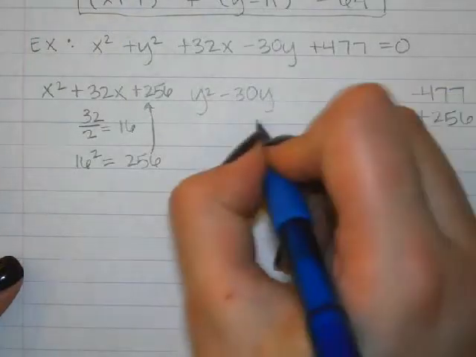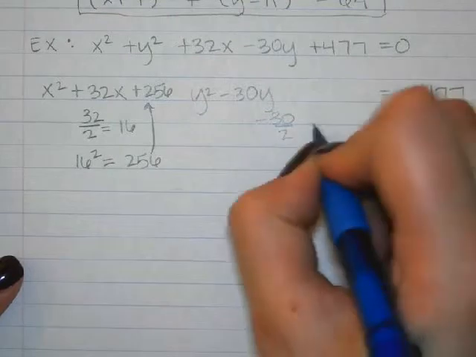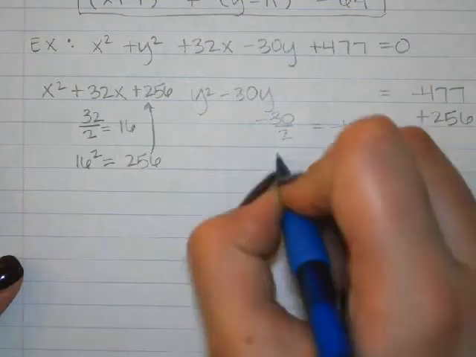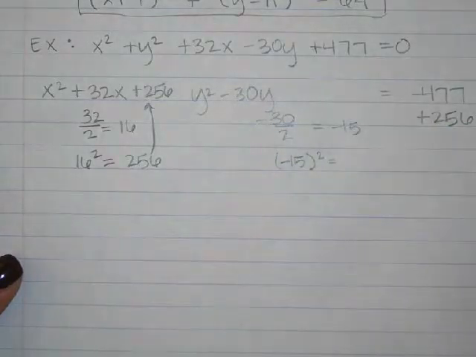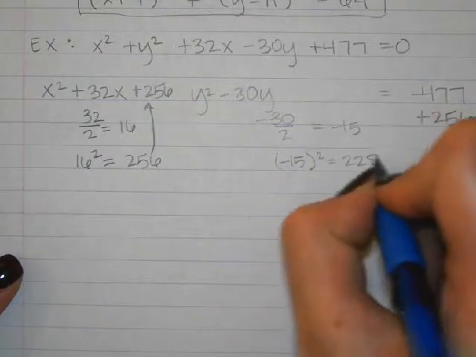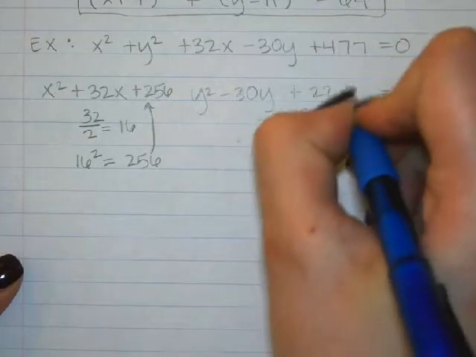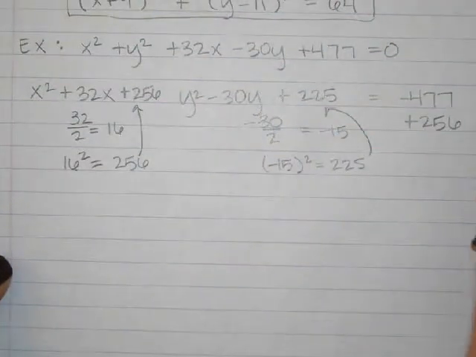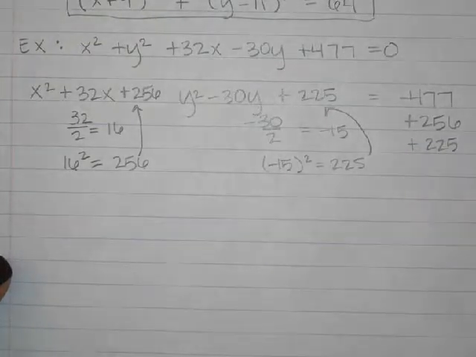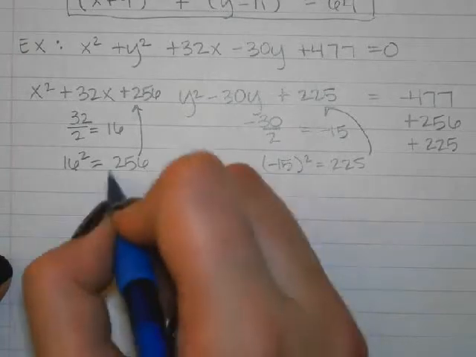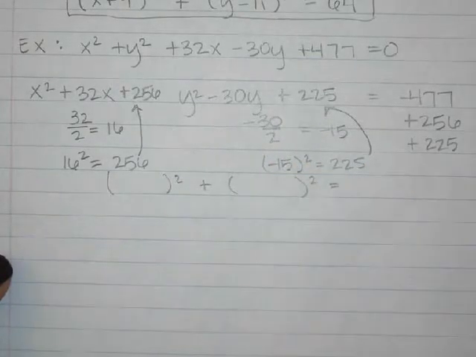Divide by 2, so negative 30 divided by 2 is negative 15. And then we have negative 15 squared, 225. So we're going to go ahead and we'll add that up here. And then we also have to add that to the right side. So we have something squared plus something squared equals something.